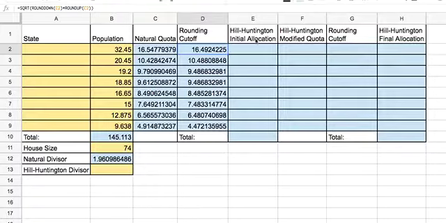How do you decide that? Do you have a natural divisor of 1.96? Do you have a total of 145,113? So check the numbers, but also is your sum going all the way down, all 8 of those cells? So we've got everything. Check your numbers.